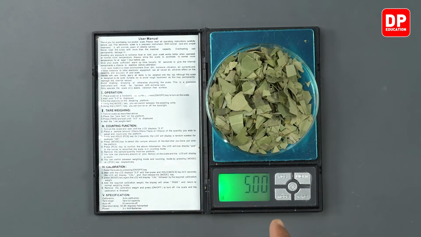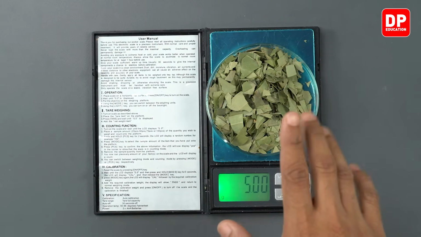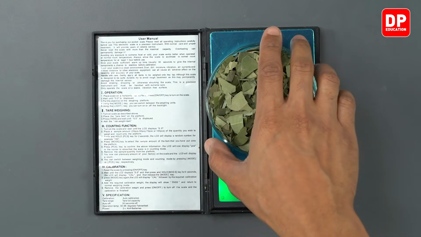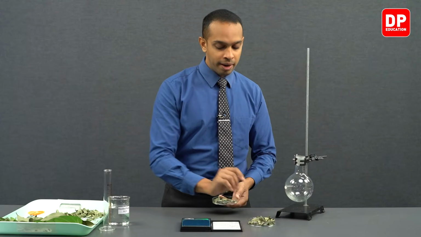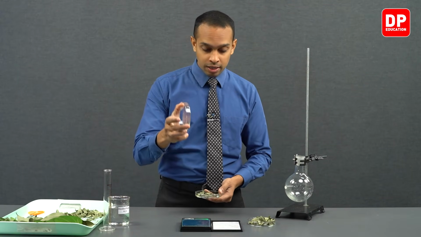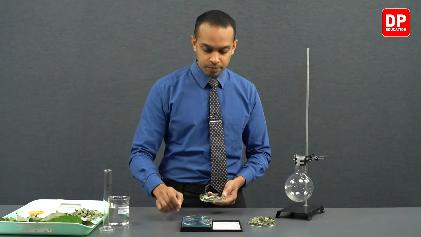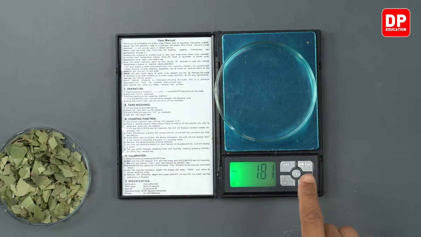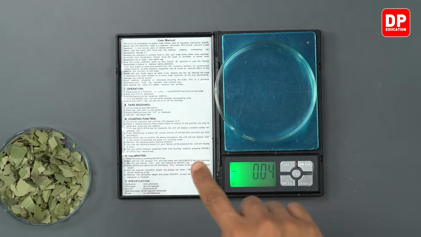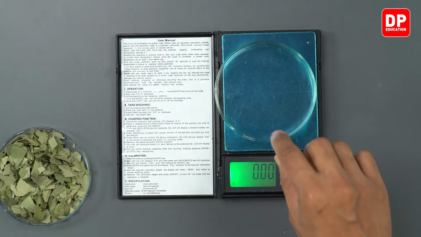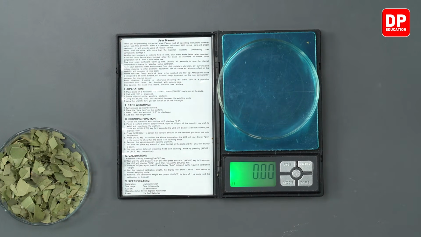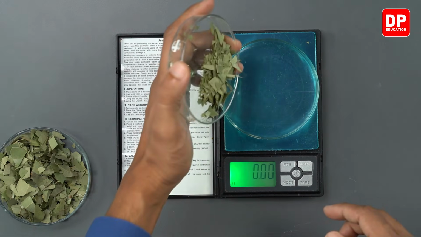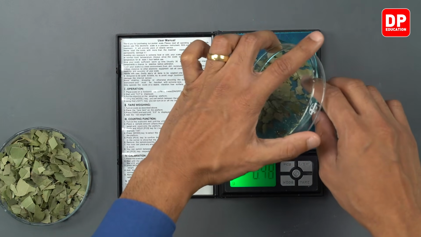Now students, we have measured 5 grams of cinnamon leaves here into this petri dish. We are going to remove it from the digital balance. Now we are going to place another petri dish here, and again we are going to use the tare function so that the balance reads 0. And then we are going to continue to add more cinnamon leaves to this.